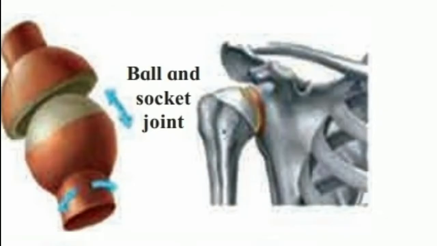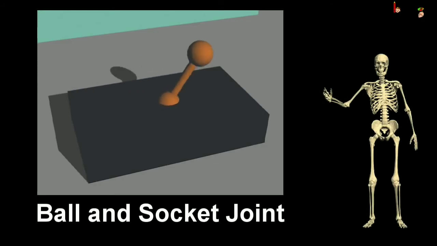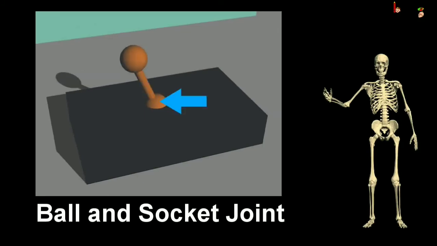The shoulder joint and hip joint are of ball and socket type joint. Here the ball type bone is fitted in the socket, and it does movement in a 360-degree angle. Now observe the video to understand it better. Ball and socket joint. See the movement. In this type of joint, we observe maximum movement of the bones. So they can move in a 360-degree angle as you observe now.